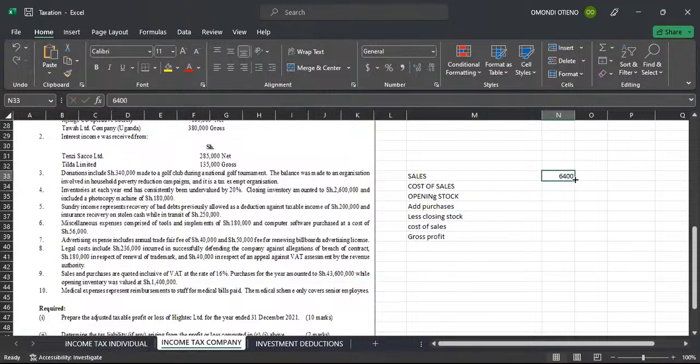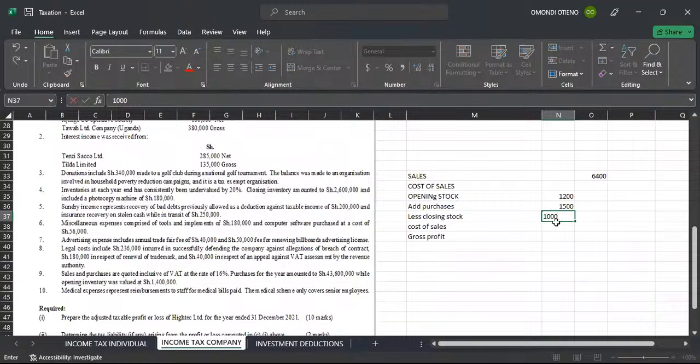So opening stock is 1,200, add purchases of 1,500, less closing of 1,000 for us to get cost of sales.